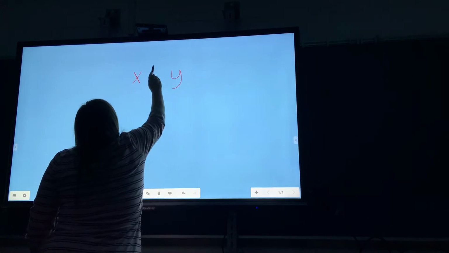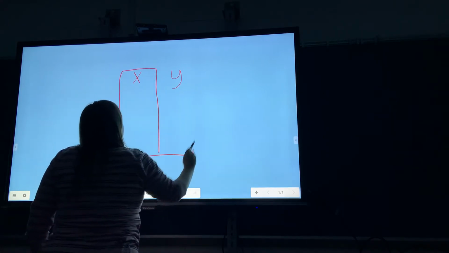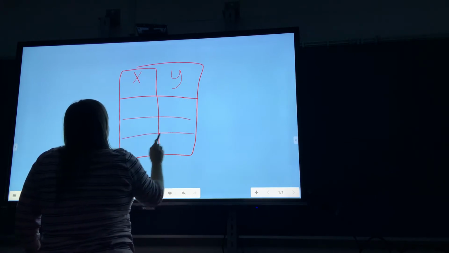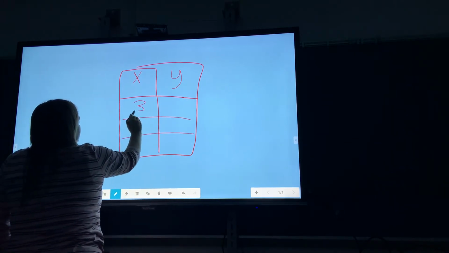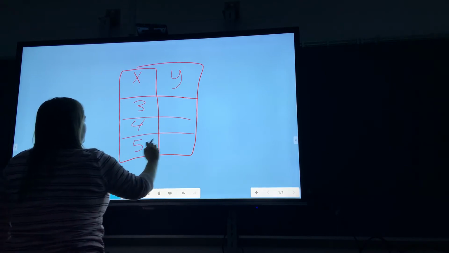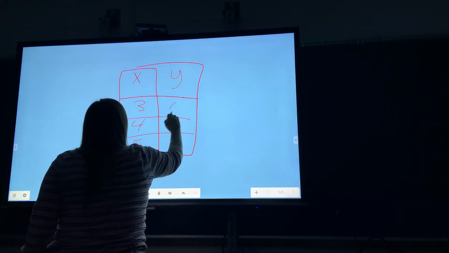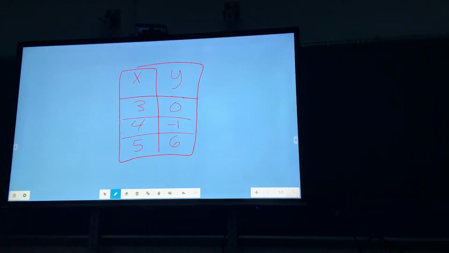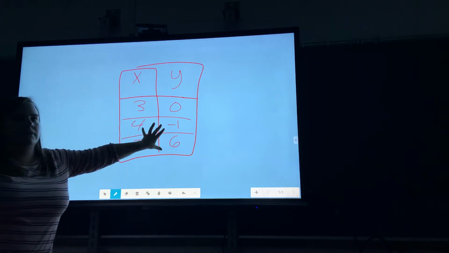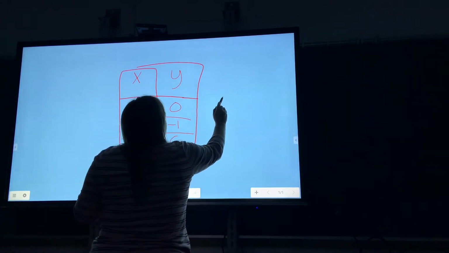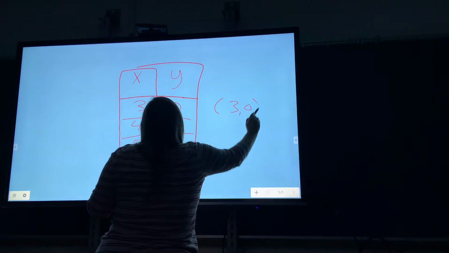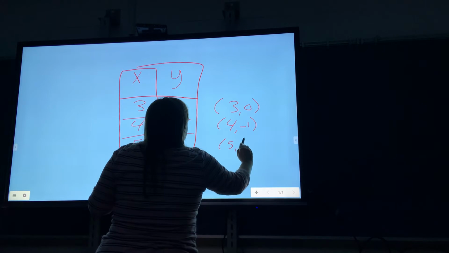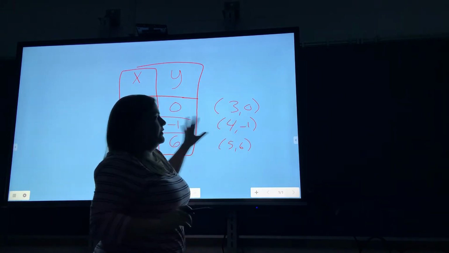So here's a table labeled x and y. All right, so let's say we have a 3, 4, and 5, and then we have a 0, -1, and a 6. Okay, so this is what I mean. So we're looking at our x values and our y values. As coordinates, they look like this: (3, 0), (4, -1), (5, 6). So this is the same information, just presented in a different way.